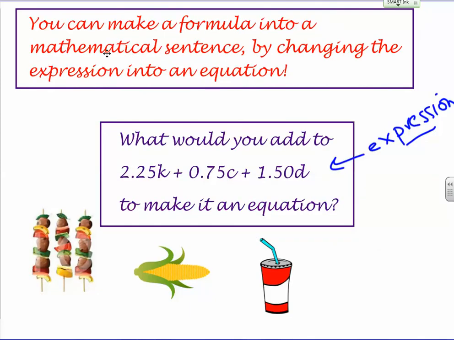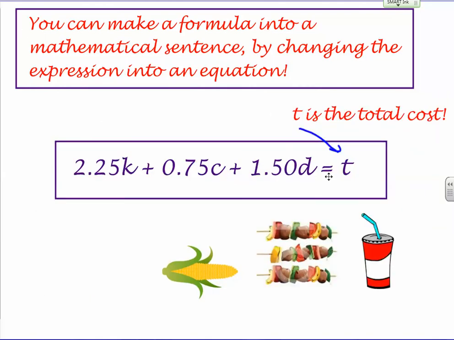And then to make an algebraic expression into an equation is simply putting what it equals. So right now this is an expression. We're just simply giving the formula of what to do, but we're not saying what this equals. To change it into an equation, we simply need to put equals T, for example, the total cost. Or I could tell you the amount of the total cost. So that's the difference between an expression and an equation.